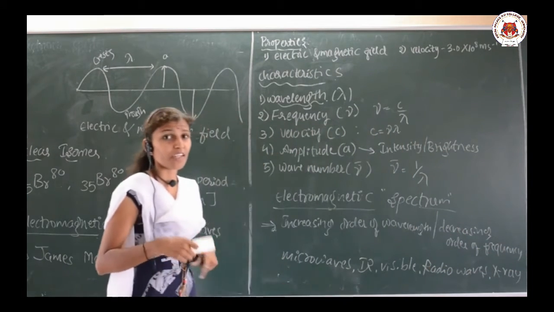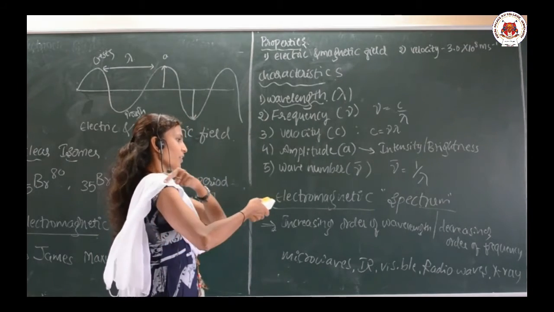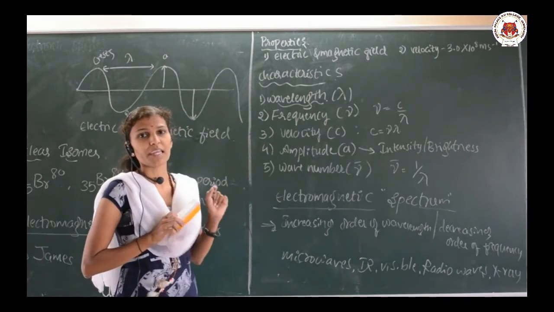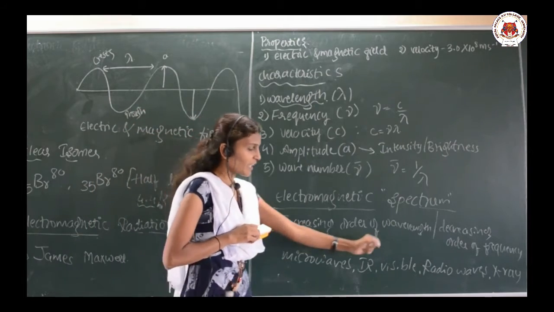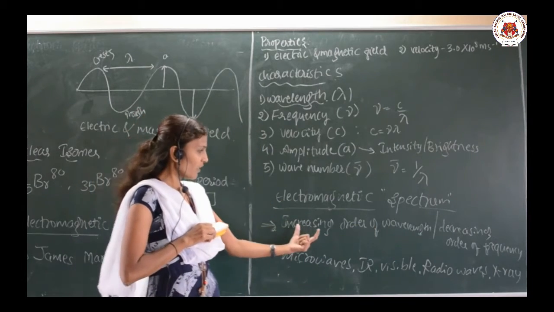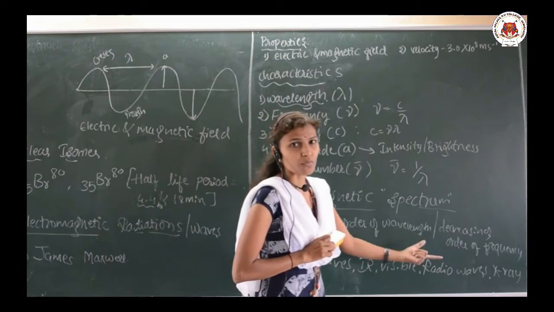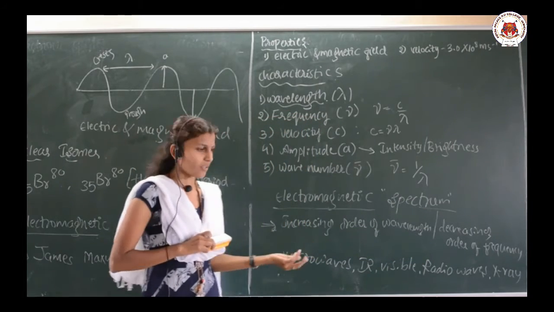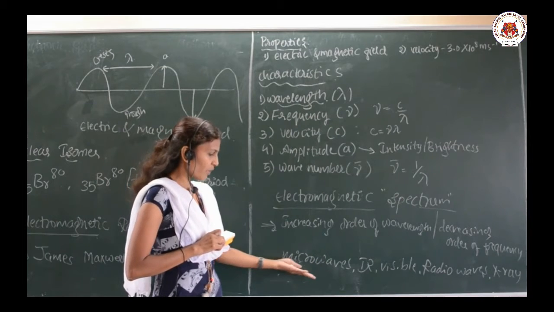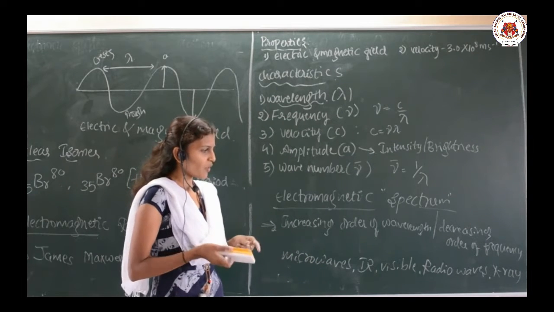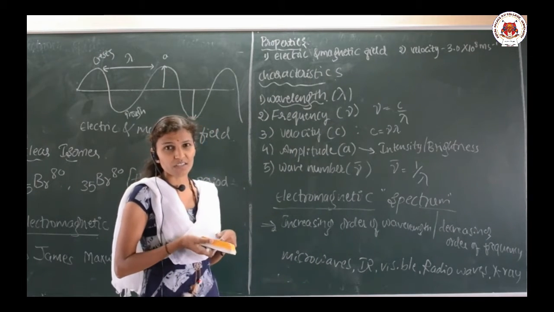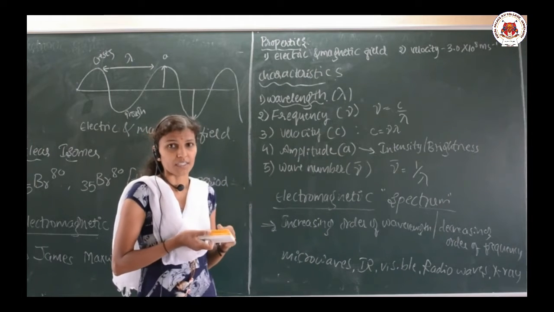So what is electromagnetic spectrum? Electromagnetic spectrum is the arrangement of the different types of electromagnetic radiations in the increasing order of their wavelength or decreasing order of the frequency. And electromagnetic waves are like microwaves, IR, visible, radio waves, X-rays, gamma. All these are the electromagnetic radiations.